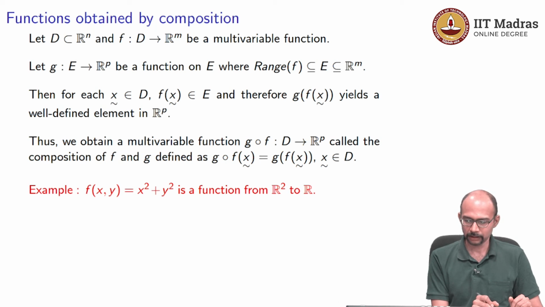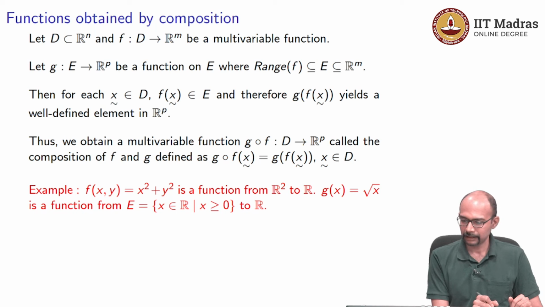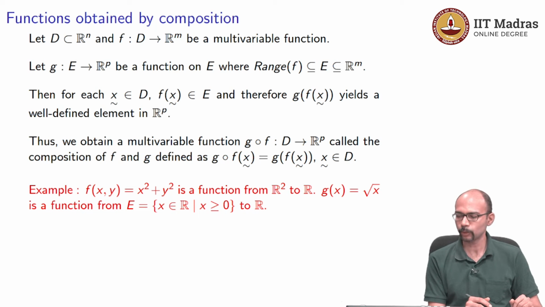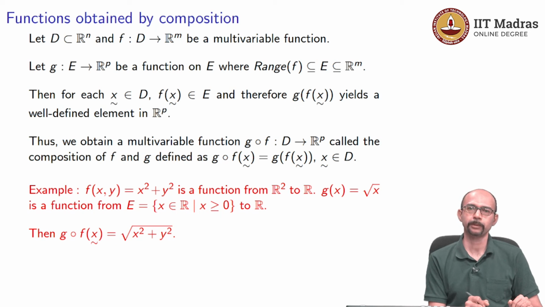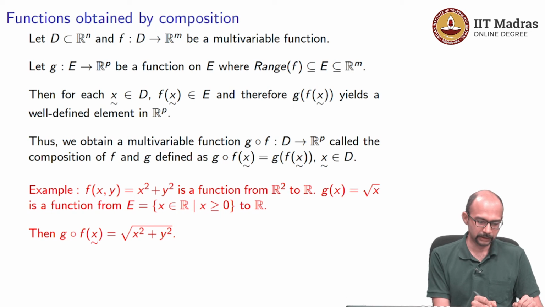Okay. So, here is an example: f of x y is x squared plus y squared, a function from R2 to R, and then we could look at g of x is square root of x. So, this is a function from the non-negative part of the real line to R. So, you can do g composed f, and that gives us square root of x squared plus y squared. This is a function that we would like to understand. This is like the radius, if you think of x squared plus y squared as being r squared, where r is the radius.